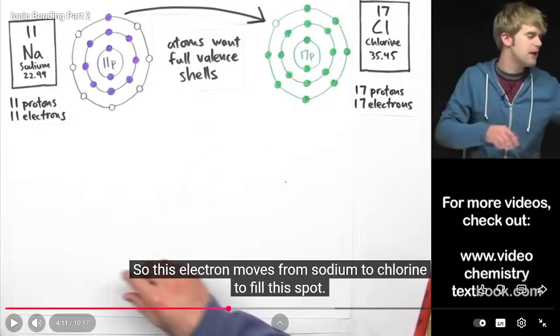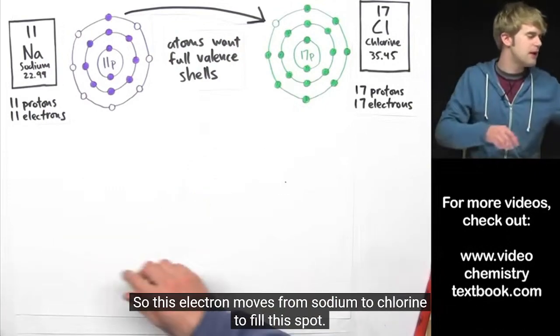Okay, so you guys can fill in the blanks for sodium, which has 11 protons and 11 electrons. You can fill in the blanks for chlorine, which has 17 protons and 17 electrons. And you can fill in the box in the middle. Atoms want full valence shells.